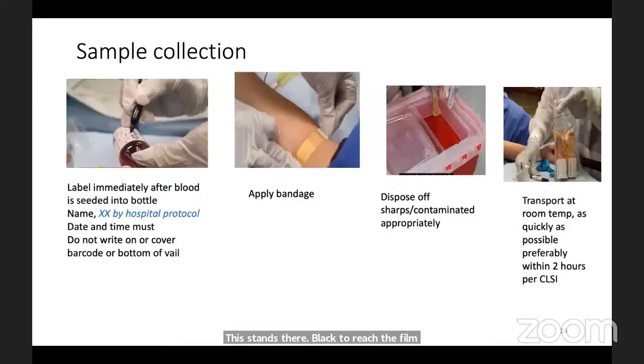And then you come out, you label according to the hospital protocol. Now, when you are labeling, take note not to cover the barcode portion on the bottle, because you have to scan it to have access to the automated system. And then you apply your cleaning, discard or dispose of your sharps appropriately, and then transport your sample immediately to the lab.